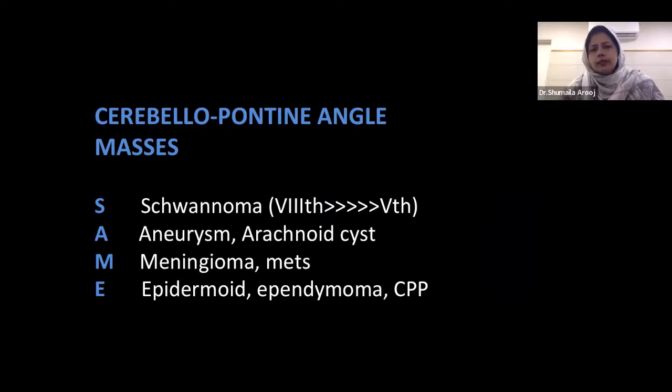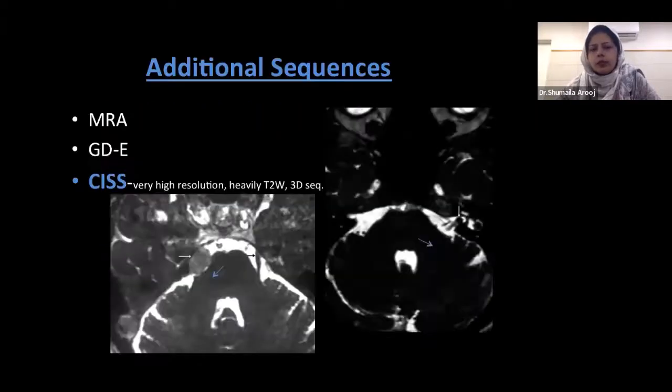is the same. That is the schwannoma, aneurysm or arachnoid cyst, meningioma or METs, and epidermoid, ependymoma and choroid plexus papillomas. So the schwannomas, if we consider their frequency, then 8th nerve schwannomas are the most common, and after that, the 5th nerve schwannomas come into mind.